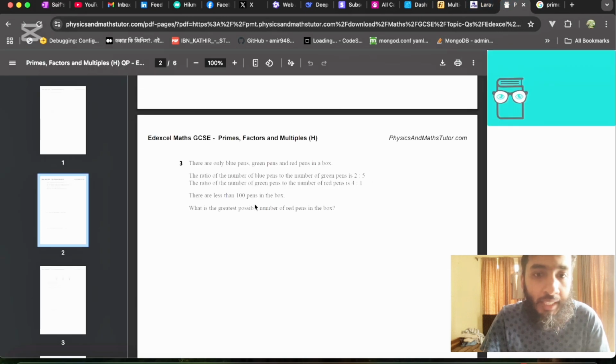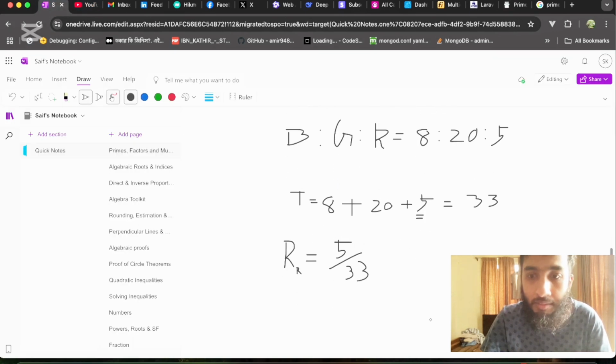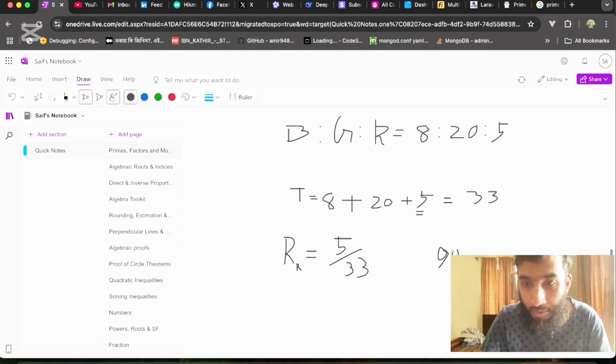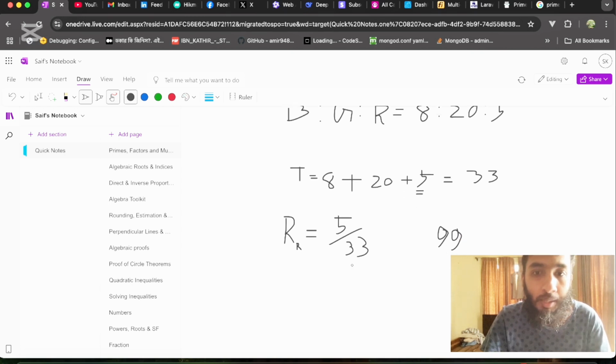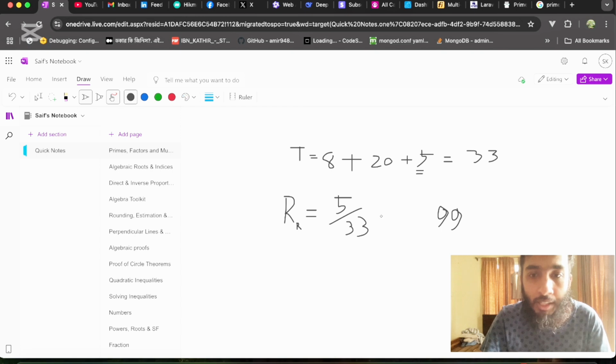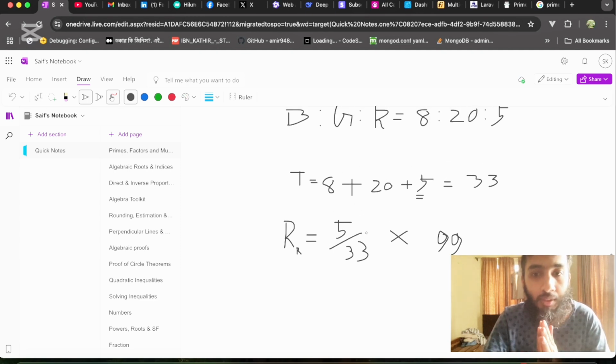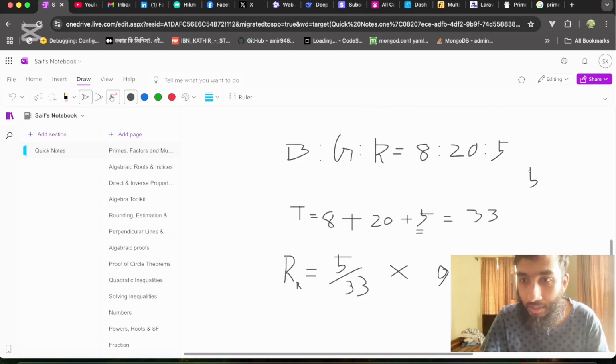And what is the maximum possible number of pens? Less than 100 means 99. 99 is the maximum possible number of pens that can be available. So if I multiply the fraction 5 by 33 with 99, I get the maximum possible number of red pens, because red pens is 5 portion out of 33 in terms of ratio, 5 is to 33, because this is the 5 portion and 33 is the total portion.